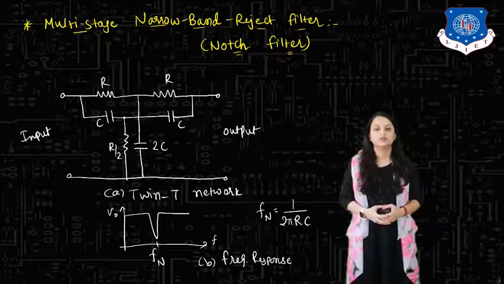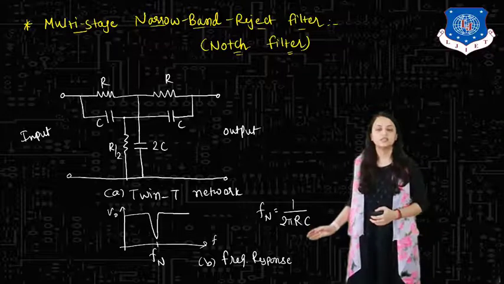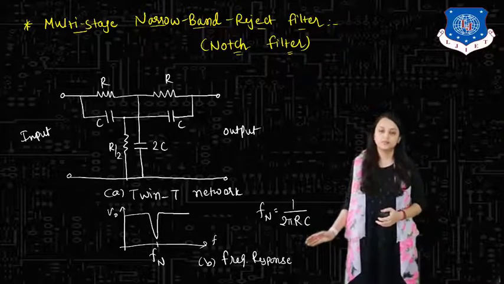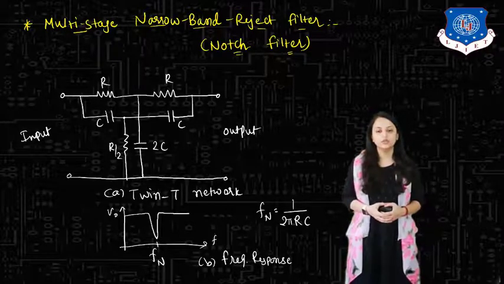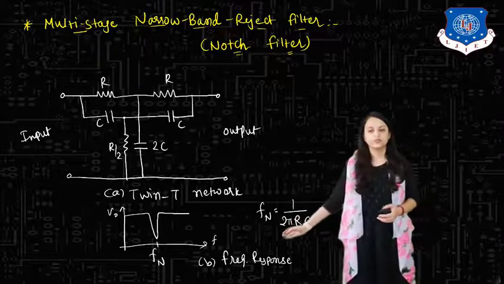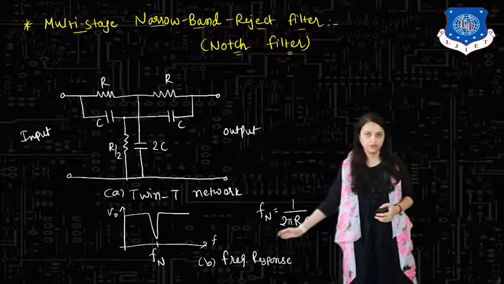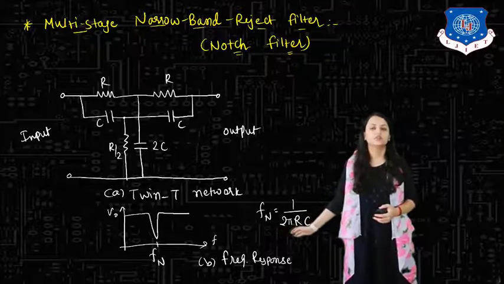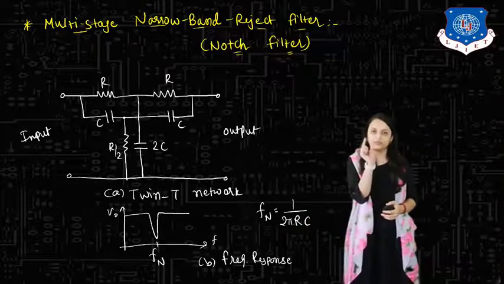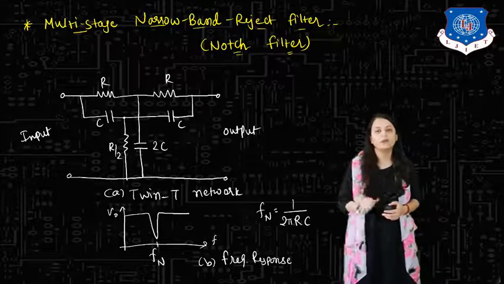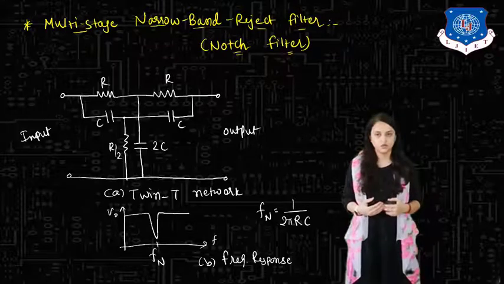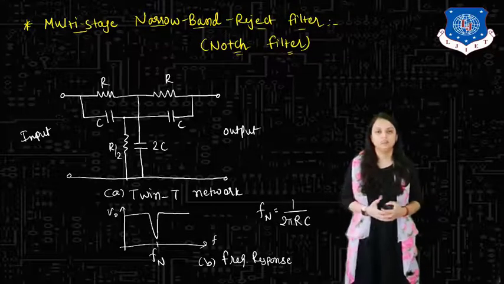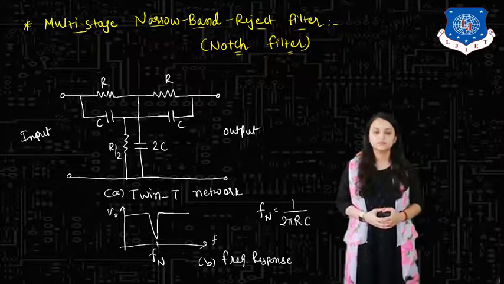Okay. Here the notch frequency is given as Fn, that is equal to 1 by 2 pi RC. If you look at the frequency response, you can see that at the notch frequency Fn, the gain is very low and it has a very narrow pulse, indicating the narrow band reject filter, in which the narrow band is a stop band, and the other is a pass band. Clear?